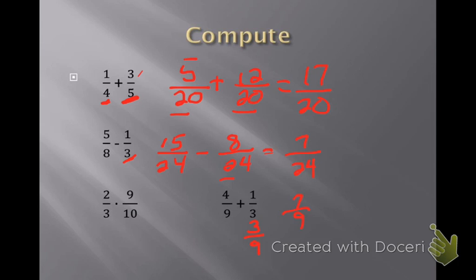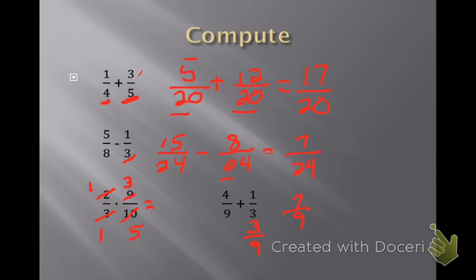Here I'm multiplying. I do not have to have a common denominator. You can cancel any numerator with any denominator. So I'm going to divide the 2 and 10 both by 2. 2 goes into 2 once, 2 goes into 10 5 times. Now I'm going to divide the 3 and 9 by 3. 3 goes into 3 once, 3 goes into 9 3 times.